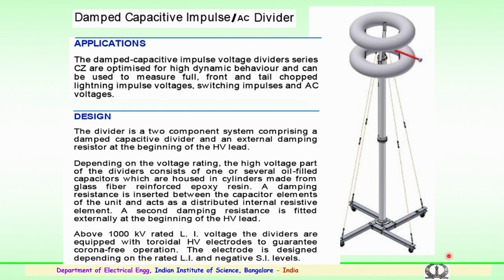Normally above 1000 kV, that is 1 million volts and above, rated lightning impulse voltage, the dividers are equipped with toroidal rings. These are the corona control rings, or toroidal rings, as we call them, for a voltage level of 1 megavolt or 1 million volts and above. For lightning and switching impulses, these are generally used. These electrodes are designed depending upon the rated values for lightning impulse and the negative switching impulse level, which is higher compared to the positive switching levels.